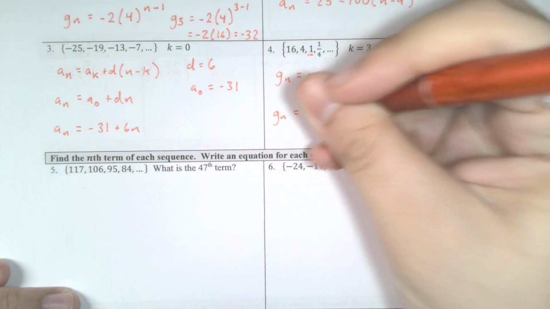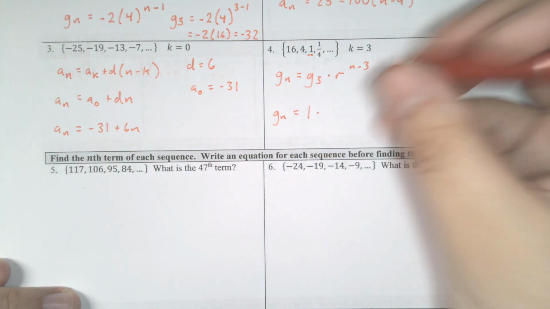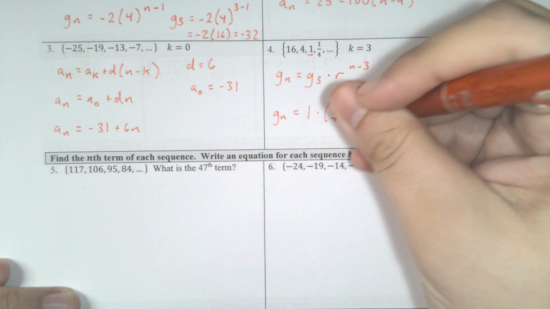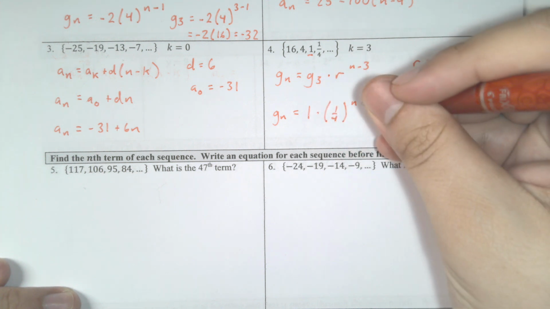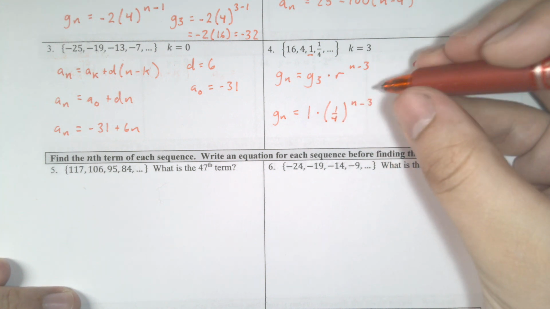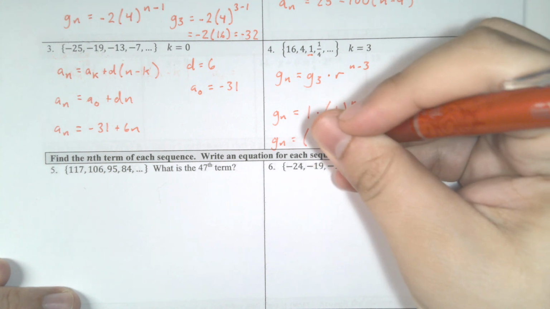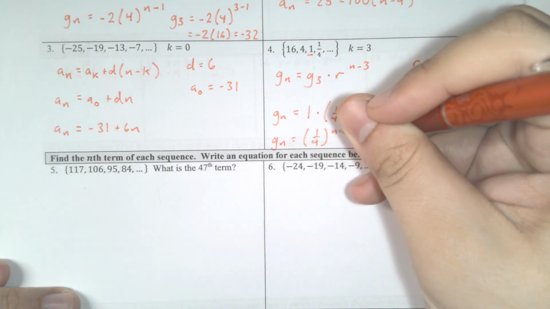So we have g sub n is equal to g sub 3, which is 1, times our ratio of 1/4 to the power of n minus 3. And because we don't actually need this 1 here, we can just simplify this and write it as 1/4 to the power of n minus 3.